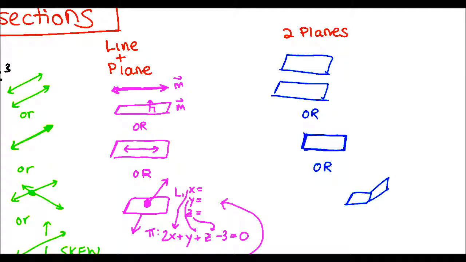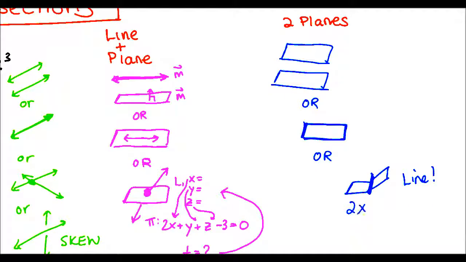Okay, so you could have two planes that intersect, and it's weird, but they intersect in a line. This one's kind of weird to solve. So you're given equations of two planes, so 2x plus y minus z plus 3 equals 0. I'm totally making these up. x minus y plus 2z minus 6 equals 0. So you've got the equations of two planes, and you're trying to figure out where they intersect in a line.